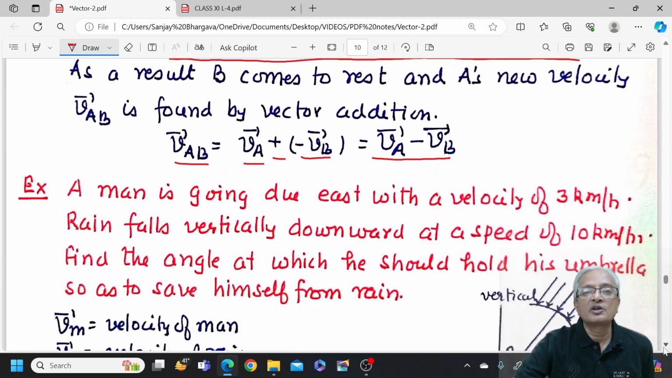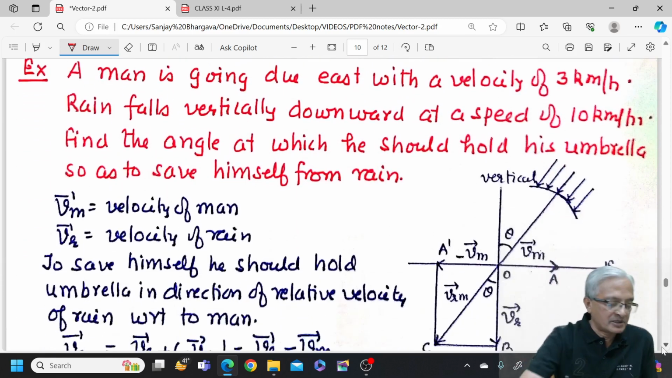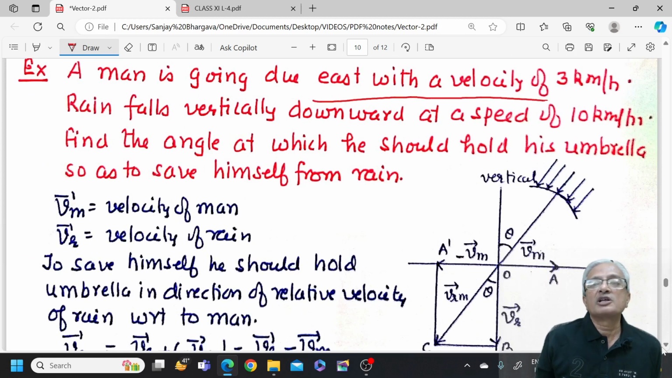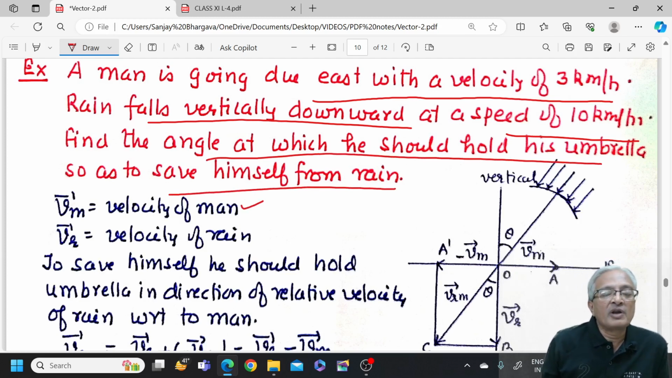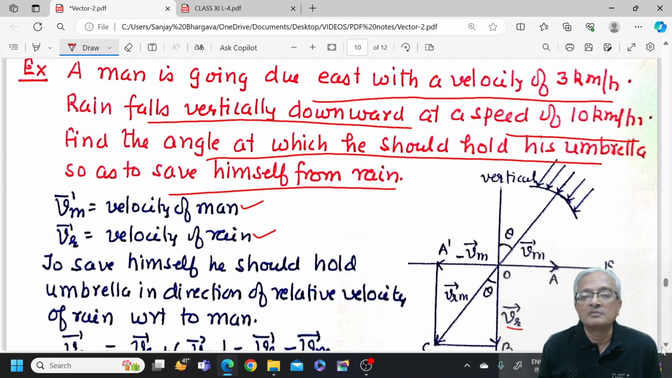Now let us try to understand the concept of relative velocity with certain examples. A man going due east with a velocity of 3 km per hour. Rain falls vertically downward at a speed of 10 km per hour. Find the angle at which he should hold his umbrella so as to save himself from the rain. So Vm represents the velocity of man, Vr the velocity of rain. Man is going due east with a velocity of 3 km per hour. Rain is falling vertically downward with a velocity Vr.